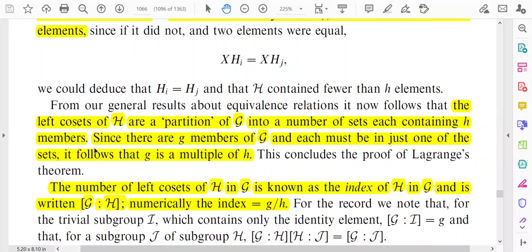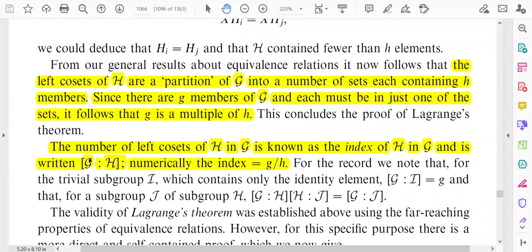Since there are small g members of capital G and each must be in just one of the sets, each member must be in one of the sets, it follows that small g is a multiple of small h. This concludes the proof of Lagrange's theorem. The number of left cosets of capital H in G is known as the index of capital H in G, and is written as G colon H. Numerically, the index is written in this way, that is g by h.